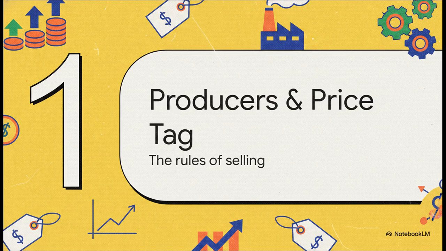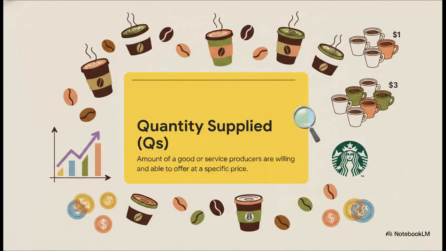All right, Section 1, Producers and the Price Tag, the Rules of Selling. The absolute most crucial thing to grasp here is a term called quantity supplied, or QS for short. This is simply the amount of a good or service producers are actually willing and able to offer up for sale at a specific price.